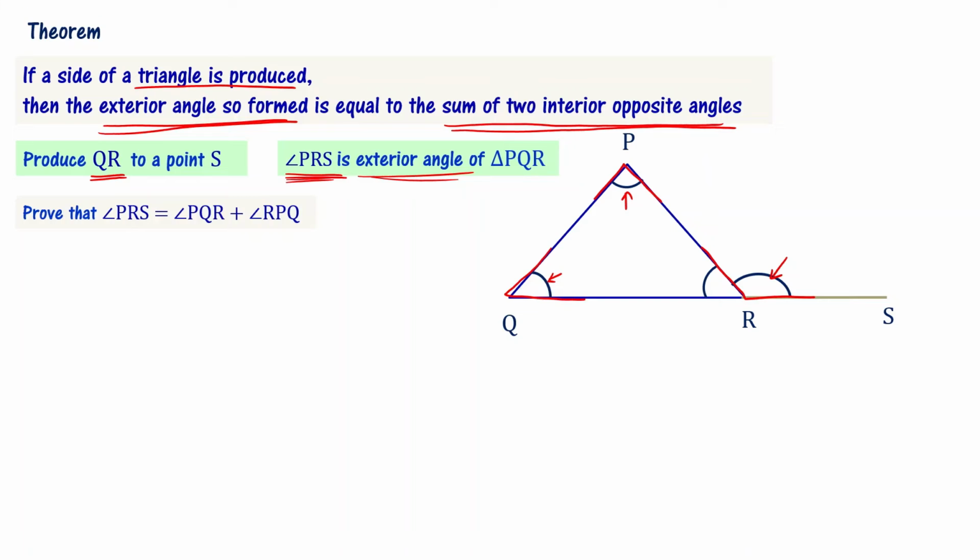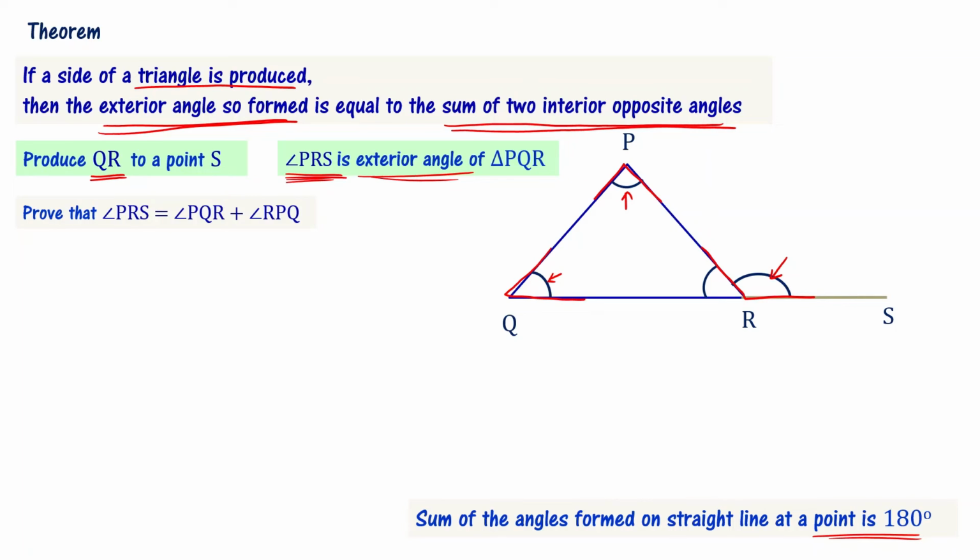Now to prove this we are going to make use of the theorems we learned earlier. The first one is the sum of the angles formed on a straight line at a point is 180 degrees. If you have a straight line and you take a point, the sum of the angles formed on a straight line is 180 degrees. Now you look at this point.